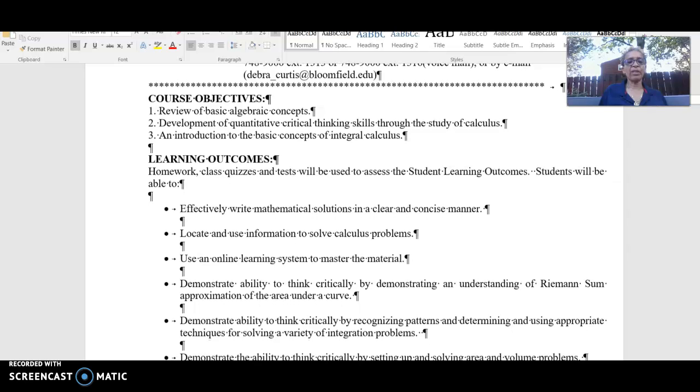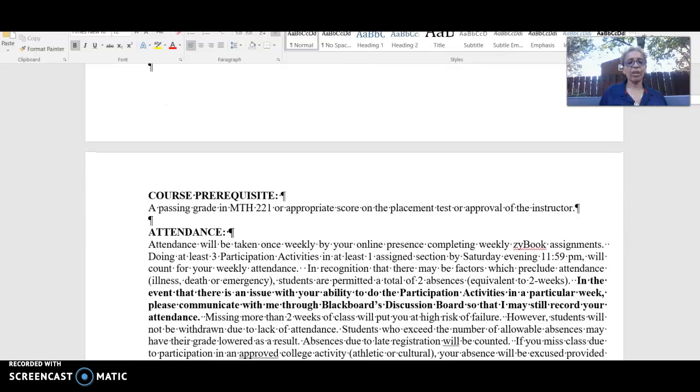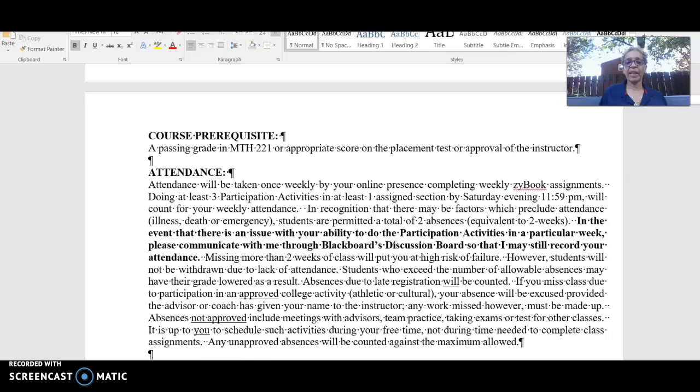There are course objectives. You can go through those, and learning outcomes, and the prerequisite. Please make sure that you've had Calc 1, because now you're in Calc 2.